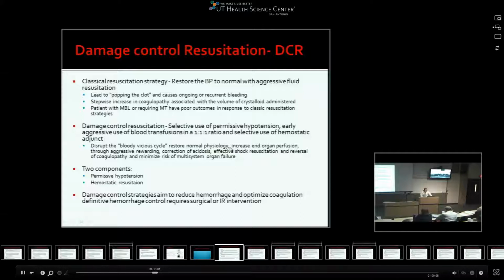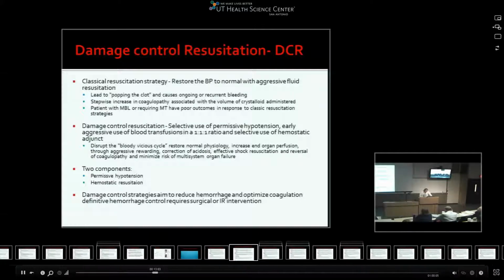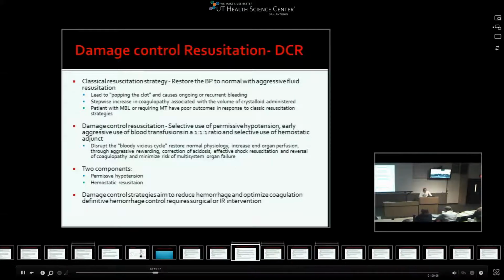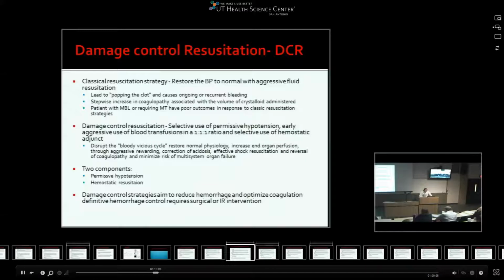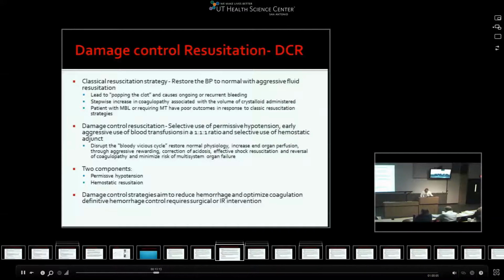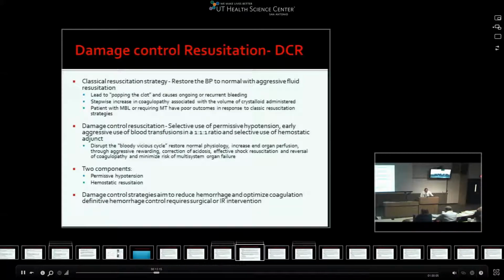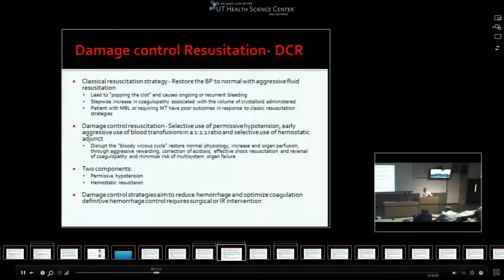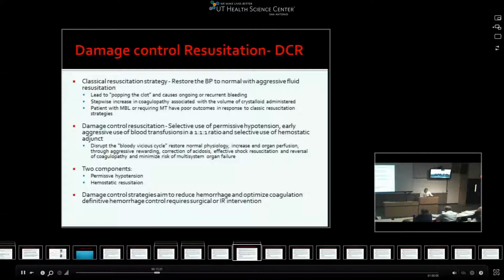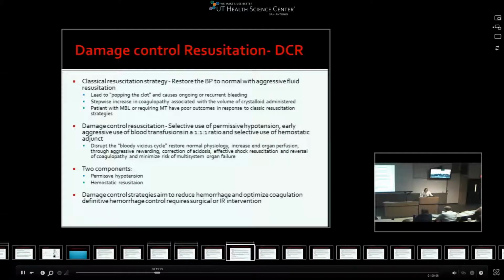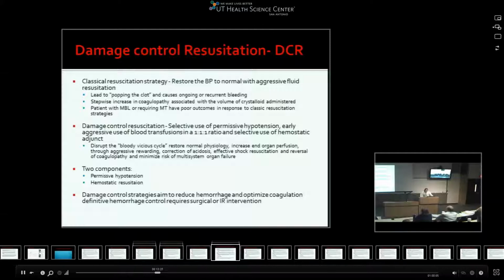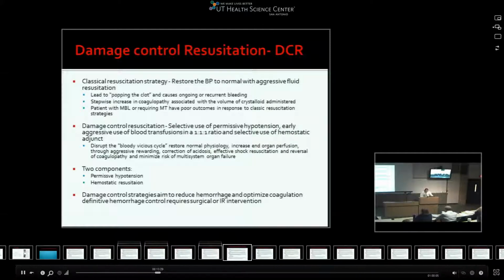Classically, resuscitation strategies targeted to restore the blood pressure to near normal goals with aggressive fluid resuscitation. The concern was that this leads to popping of the clot and causes ongoing and recurrent bleeding. Literature has shown a stepwise increase in the coagulopathy associated with the volume of crystalloids administered. And patients with massive blood loss or requiring massive transfusion protocol have poorer outcomes in response to classic resuscitation strategies.